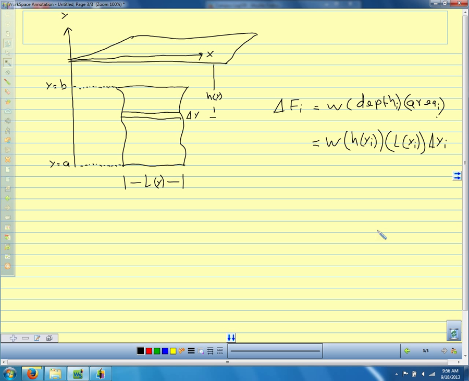And then the total force is going to be the sum of all these little pieces, however many pieces we've divided it into, delta F sub i. So we're adding all these little pieces. And what does this sum suggest now? If we make delta y smaller and smaller and smaller, then we can write it as an integral. So we're setting up an integral with respect to y to find the total force on this vertical surface submerged in a liquid.